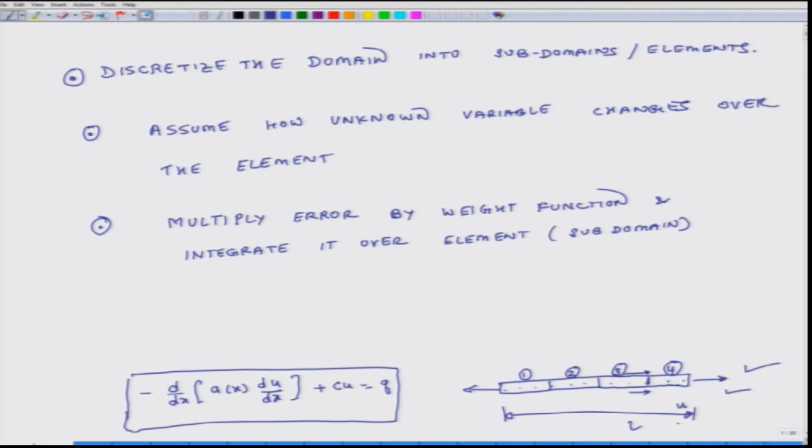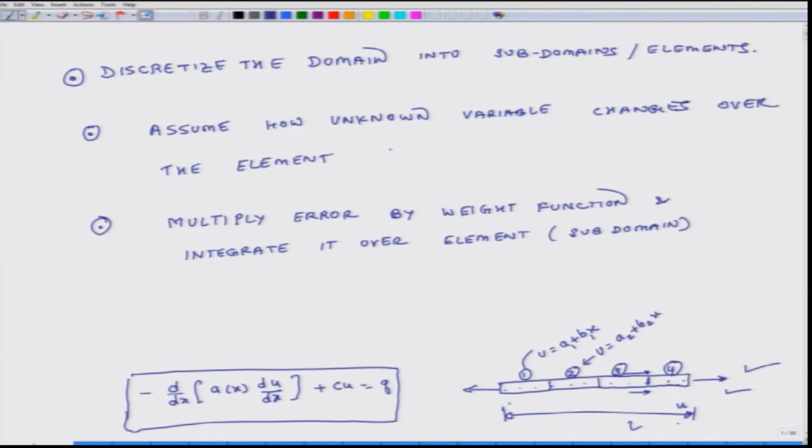But suppose the solution is not easy, or getting a closed form solution is not easy, then what do we do? First step is that we broke this entire domain into 4 elements. Second is we assumed that in the first element u is equal to a plus bx. Here also a1 plus b1x. In this case, u is equal to a2 plus b2x, and so on and so forth.